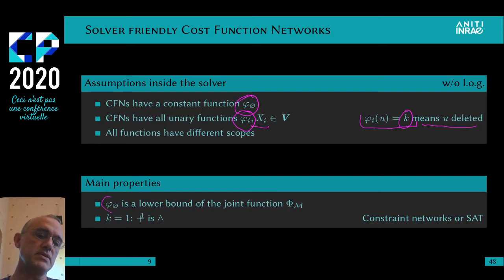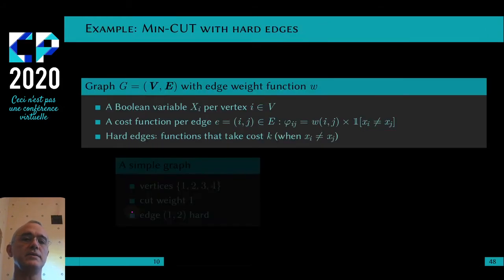And this has nice properties. The first property is that this phi empty set here is a lower bound on the joint function because we have only non-negative functions, so by summing up things can only increase. And the second one is this k, because we can easily recover constraint network or SAT, depending on the language, by using k equal 1, because in this case we have only two costs available, 0, which represents true, and 1, which represents false. It's unusual, but with this the bounded plus 1 is equal to the logical conjunction. So we have constraint network inside.